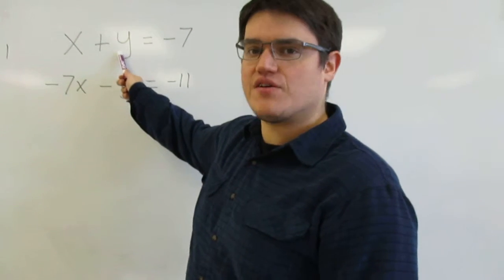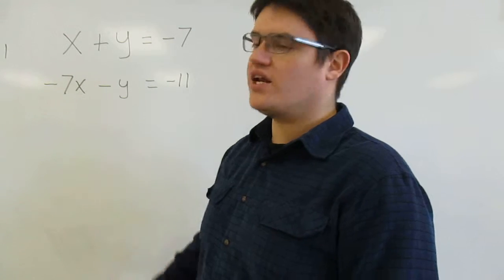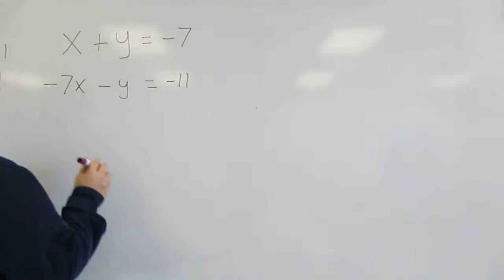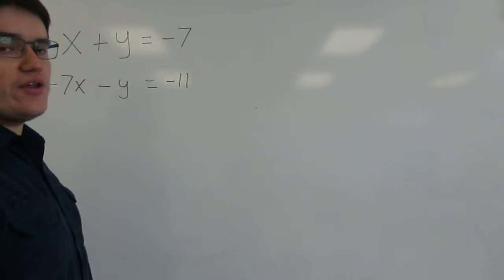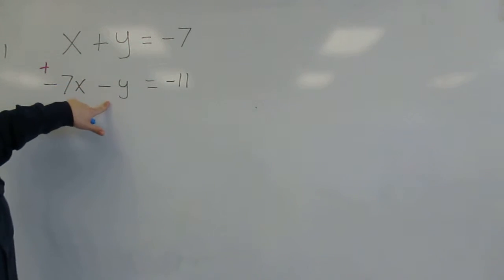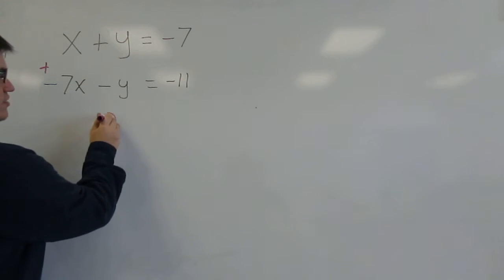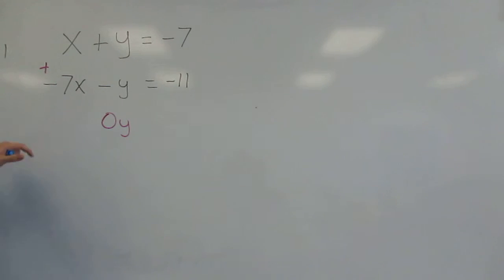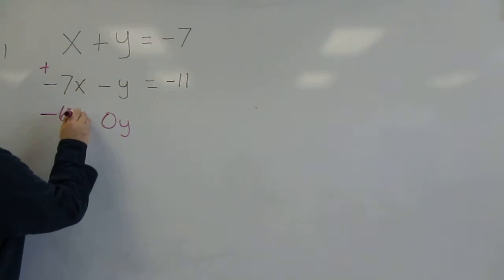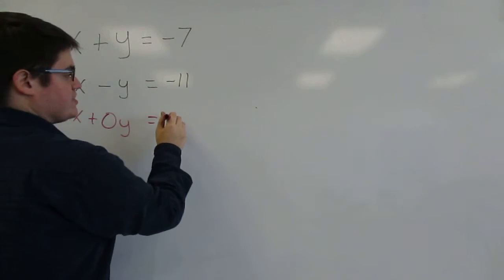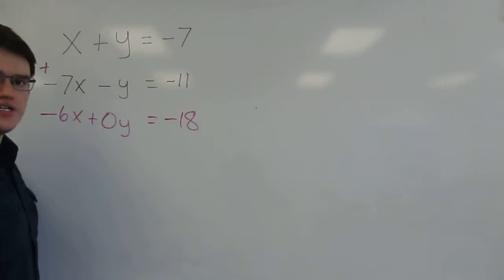You have a positive y here and a negative y there. What would happen if you were to, let's just say, add those together? Well, y plus a negative y gives me 0y. And now let's try adding everything else together. x plus a negative 7x is a negative 6x plus that 0y. And that equals negative 7 plus negative 11 is negative 18.